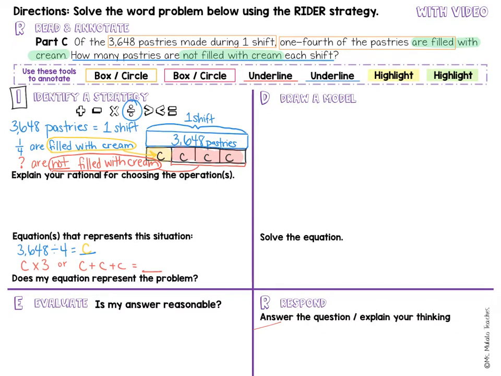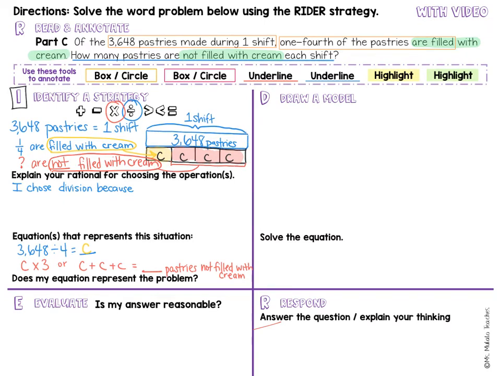And that will give you the amount that is not filled with cream. Now that we have our equations, let's explain our rationale for choosing division, then multiplication. Let's begin with why we chose division. Here is a sentence stem. I chose division because, now let's look back at our bar model.